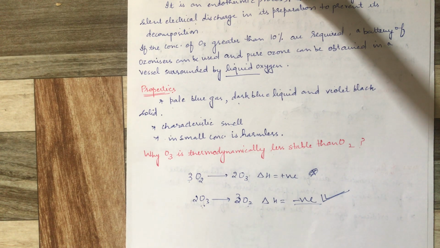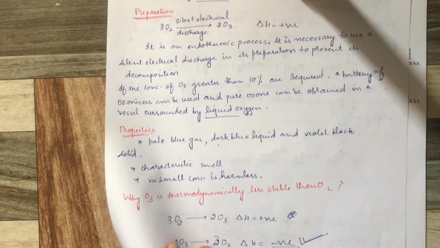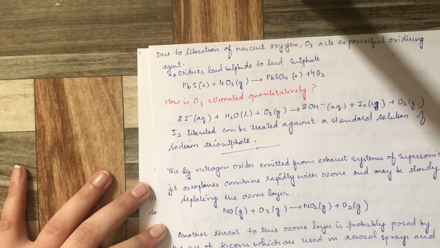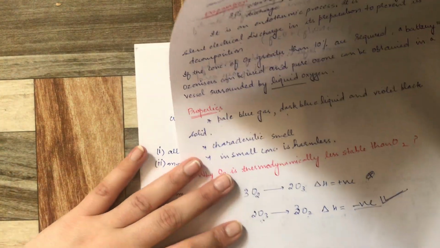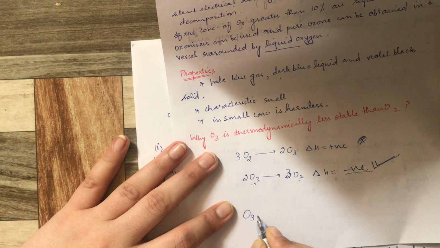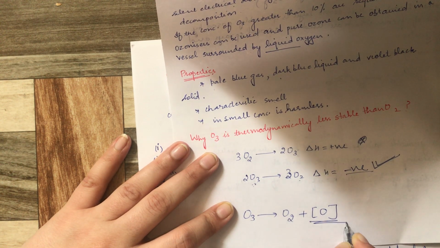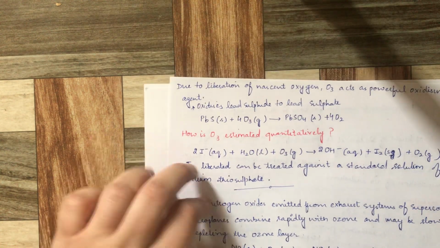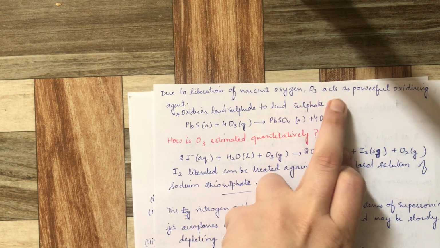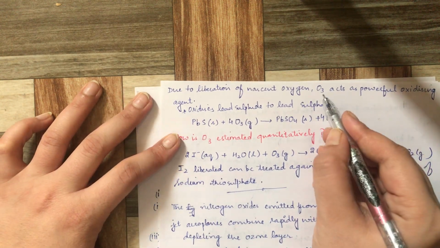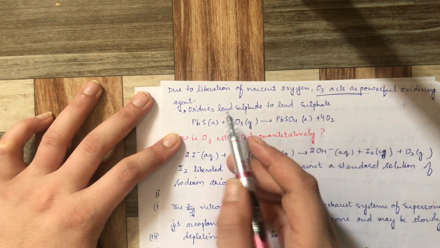So this is why O3 is thermodynamically less stable. Whenever O3 decomposes, how does it do so? O3 decomposes to give O2 plus a nascent oxygen. Due to the liberation of nascent oxygen, O3 acts as a powerful oxidizing agent. So if it acts as a powerful oxidizing agent, what does it do?